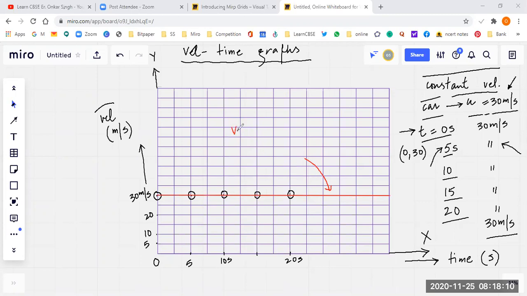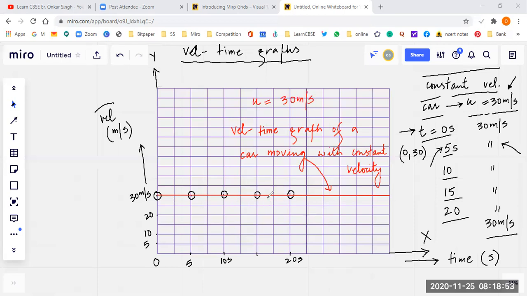It is showing the velocity-time graph of a car moving with constant velocity. Very good, constant velocity. And what is the value of the constant velocity? u is equal to 30 meter per second.